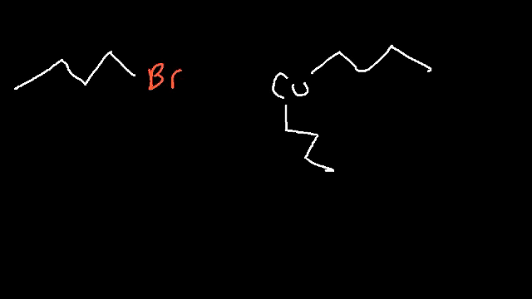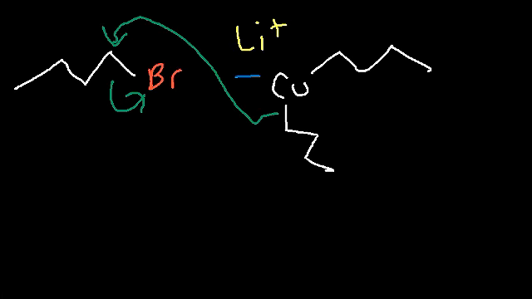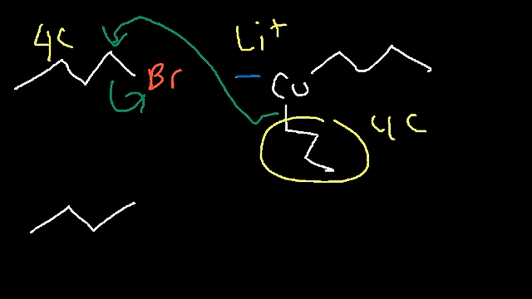So if we start with 1-bromobutane, and if we react it with an organocopper lithium reagent, this R group will attack this carbon and expel the Br. So basically we can couple 2 different alkyl groups together. So here we had 4 carbons, and here we also have 4 carbons, so we're going to get an 8 carbon structure. So that's how you can combine 2 alkyl groups together.